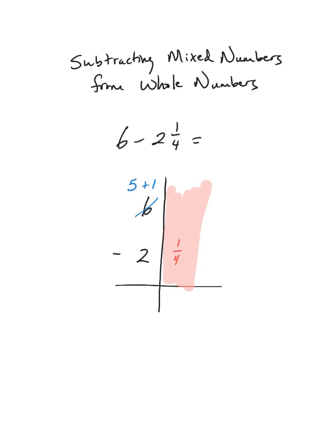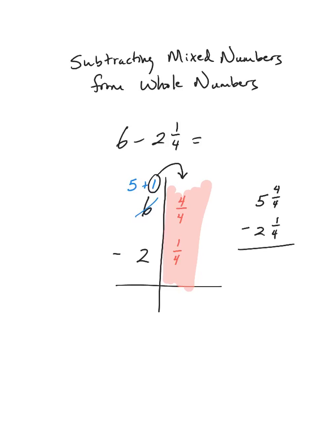I'm going to take that 1 whole and I'm going to move it into the fraction column. When I move it into the fraction column, it takes the name of the fraction, which in this case is fourths, and 1 whole is the same thing as 4/4. So what I now have is a new problem that is 5 and 4/4, which is the same thing as my original problem of 6 minus 2 and 1/4.